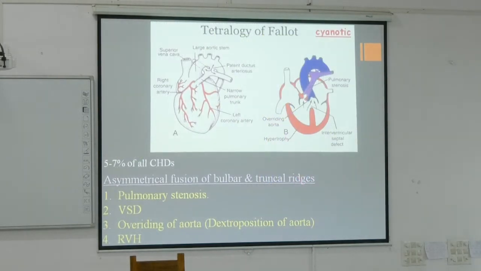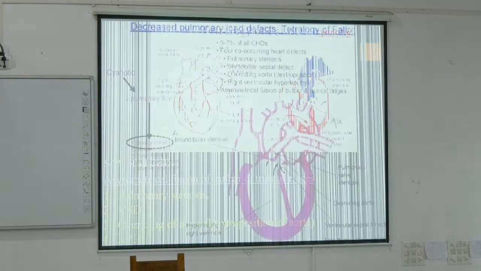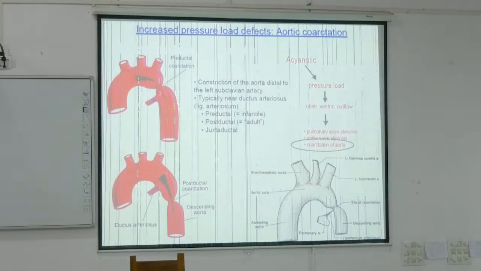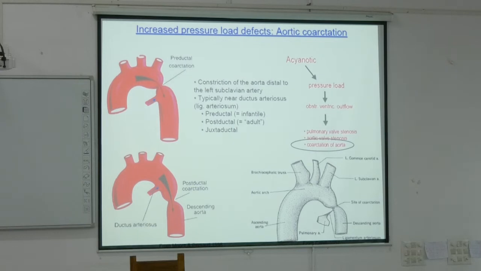Along with that, you have to know what transposition is, what tetralogy of Fallot is, and what the four things are that take place in the tetralogy of Fallot. And we have to know coarctation of the aorta. What is that? It is a narrowing.